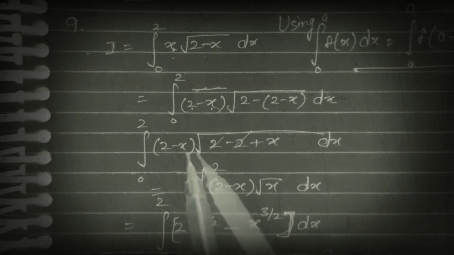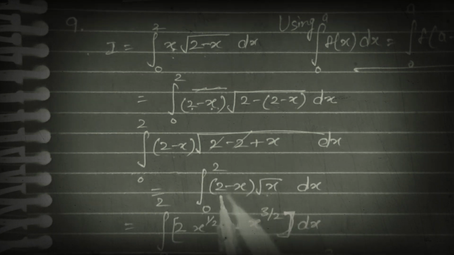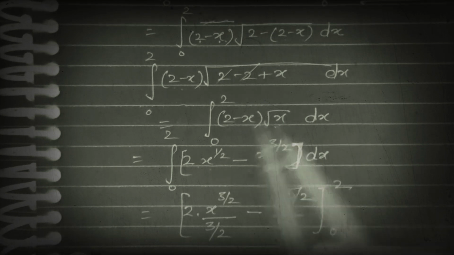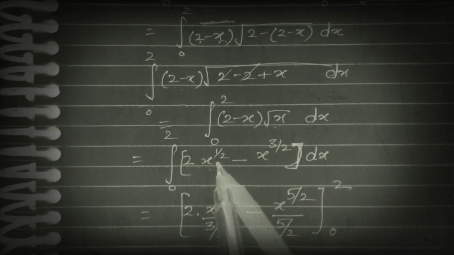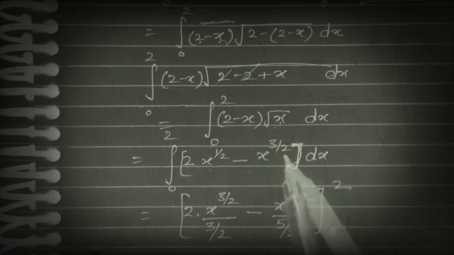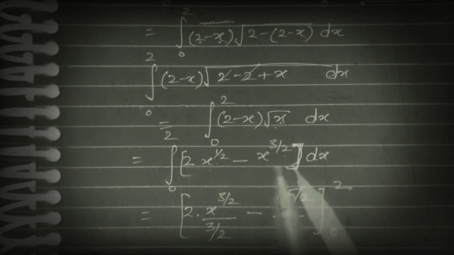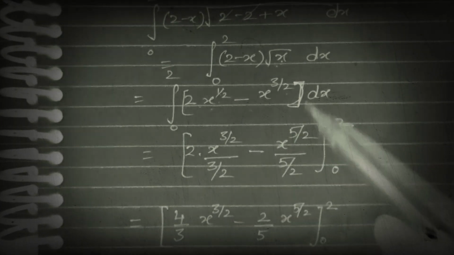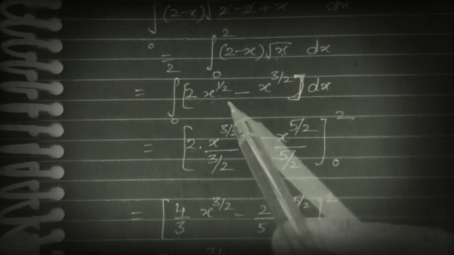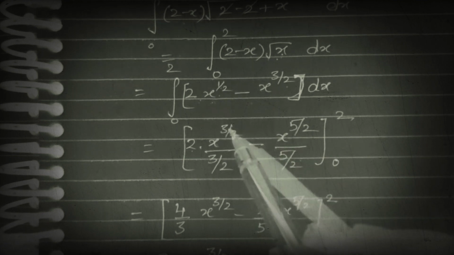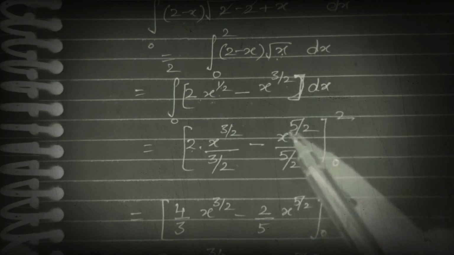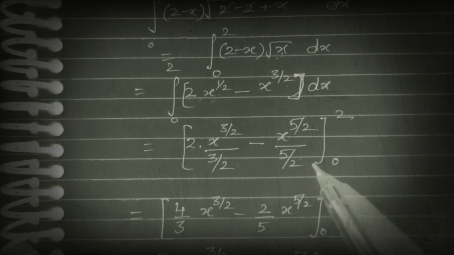So we will get 2 minus x into root x. Then root x multiplied with both, so it will be 2x raised to power 1 by 2, because it is 2 into root x, minus x into x raised to power 1 by 2. So it will be x power 3 by 2. So we will take the integration of these and then put the limits. 2 as it is, the integration of x raised to power 1 by 2 is x raised to power 1 by 2 plus 1 upon 1 by 2 plus 1. Same here, x raised to power 3 by 2 plus 1 upon 3 by 2 plus 1.